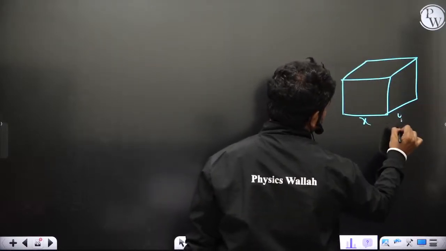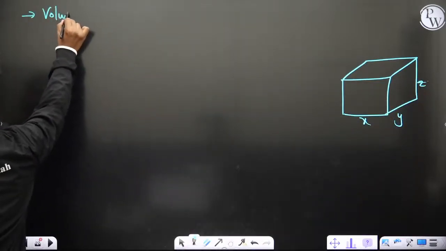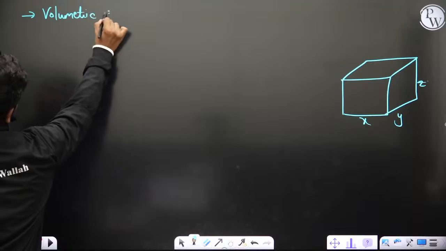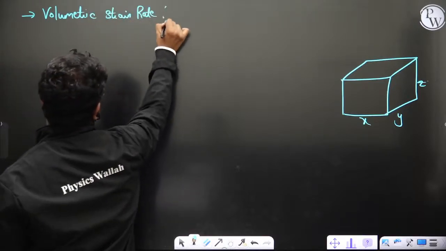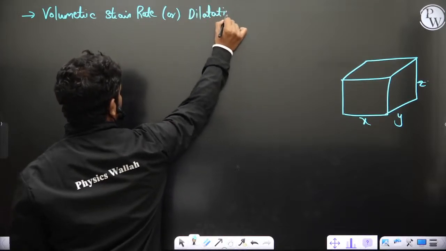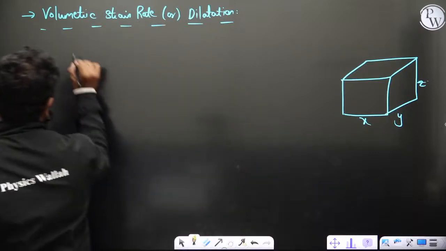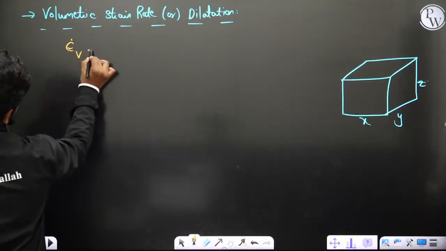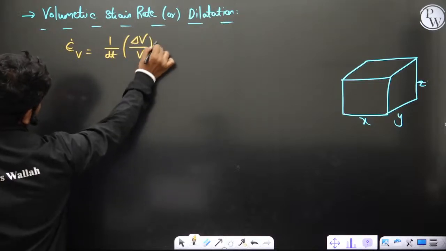Okay, x, y, and z. We have one term which is called the volumetric strain rate, or dilatation. Volumetric strain rate is 1 by dt times the change in volume by the original volume.